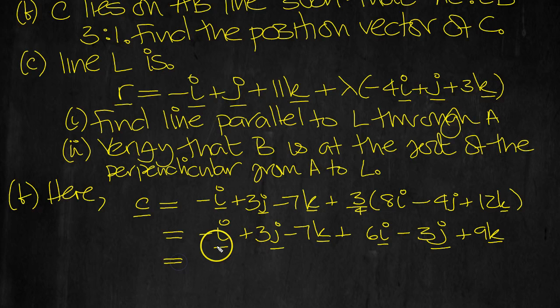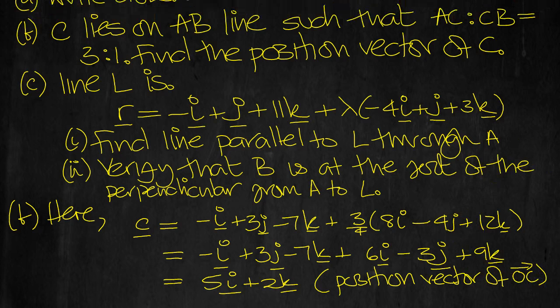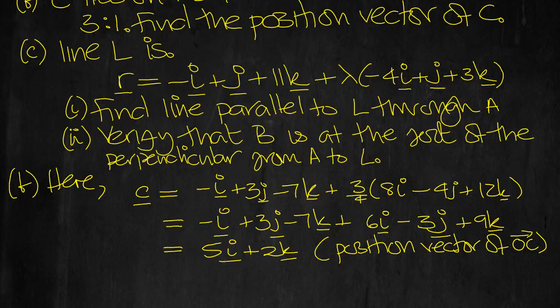So what have we got? We've got minus i plus 6 is 5i. 3j minus 3j cancels. Minus 7 plus 9k is 2k. 5i plus 2k. So that's the position vector of C. Position vector of OC. Okay, so that's that part done.